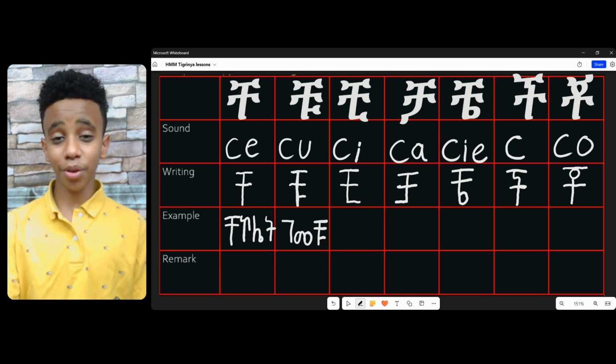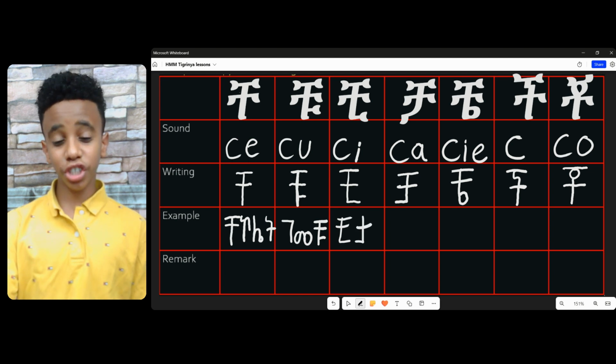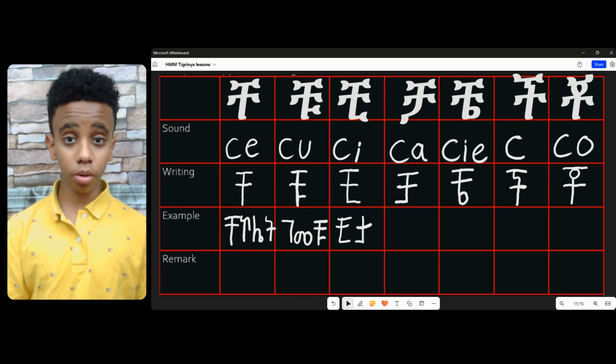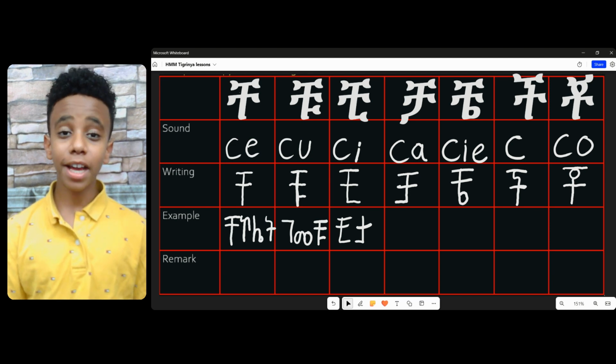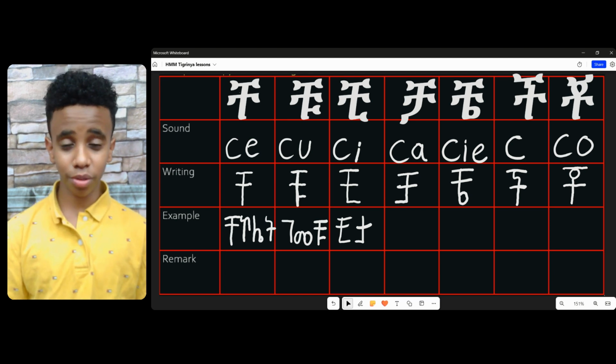Let's go to our third letter. Our third letter is the letter Chi. Chi. And this example we have is extremely fast. And that example is Chi, Ta. Cheetah. Cheetah in Tigrinya, as you've probably already guessed it, since the English and the Tigrinya sound almost exactly the same. Cheetah in English. Here's a fun fact about the cheetah that even I didn't know.